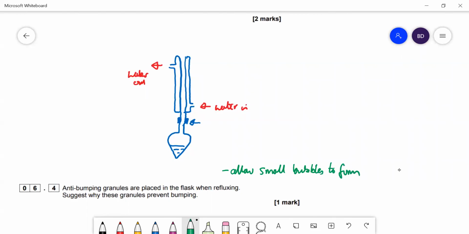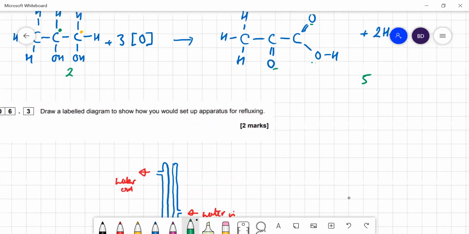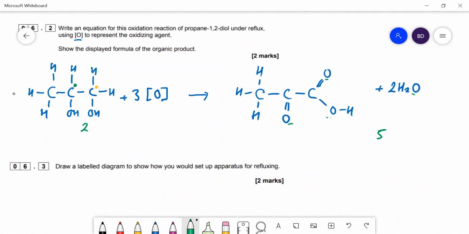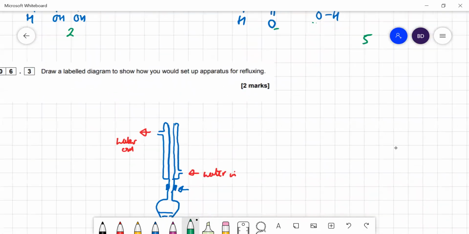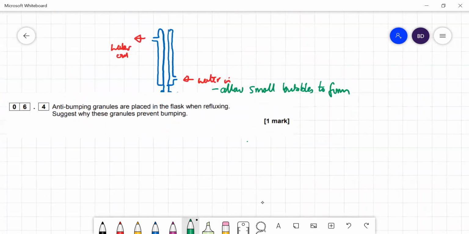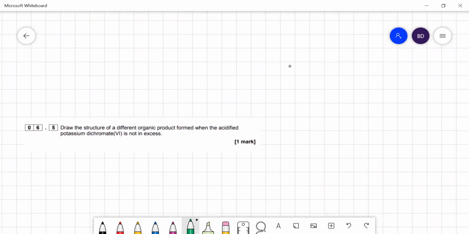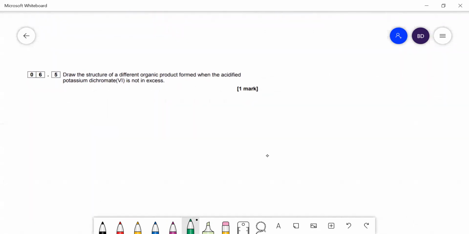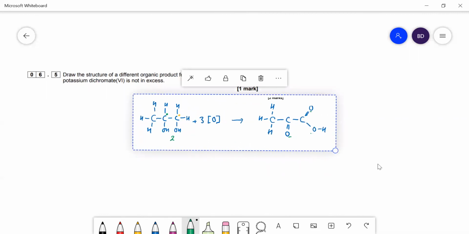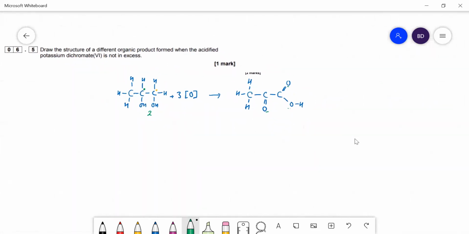Now the last question, I'm going to copy this little bit here for the last question. Right, it says, draw the structure of a different organic product formed when the acidified potassium dichromate is not in excess. Okay, so just to remind ourselves here, right, there are actually a few different answers you can have here. You only have to give one of them, but I'll probably give all of them.